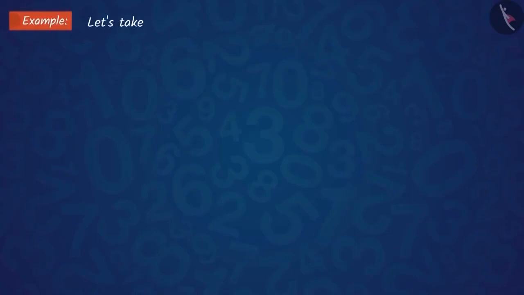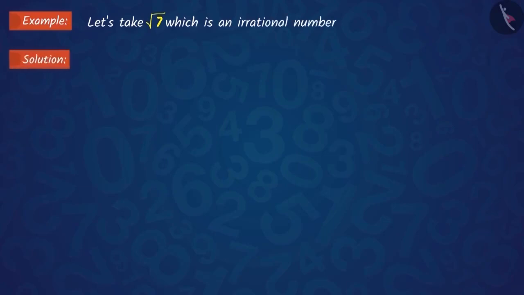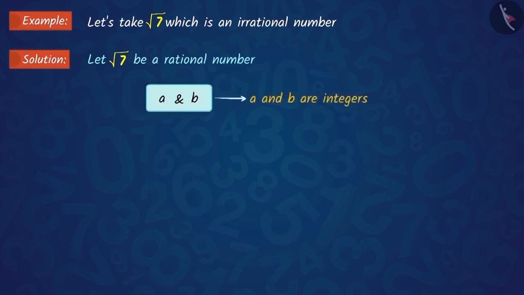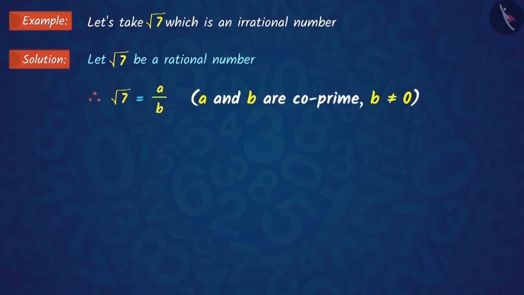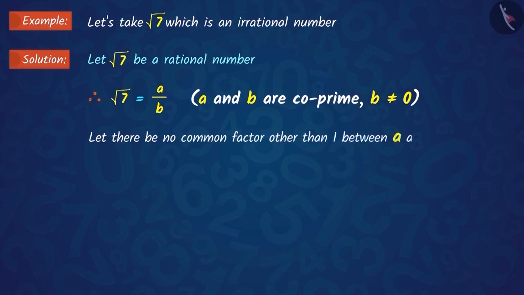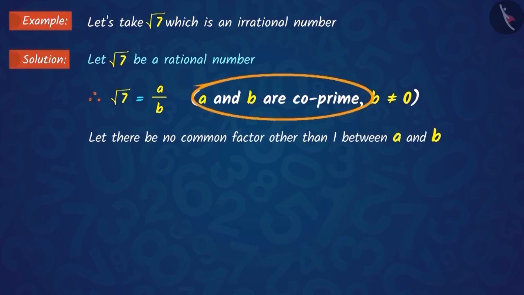Come on, let us consider the square root of 7, which is an irrational number. Suppose that the square root of 7 is a rational number. Therefore, we can obtain two integers a and b such that the square root of 7 is equal to a upon b, and b is not equal to 0. Suppose a and b do not have any common factor other than 1, where a and b are co-prime.